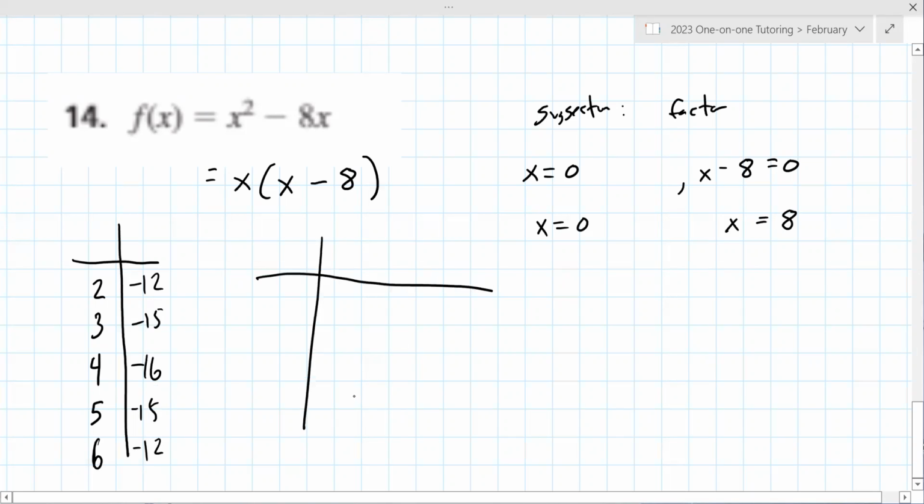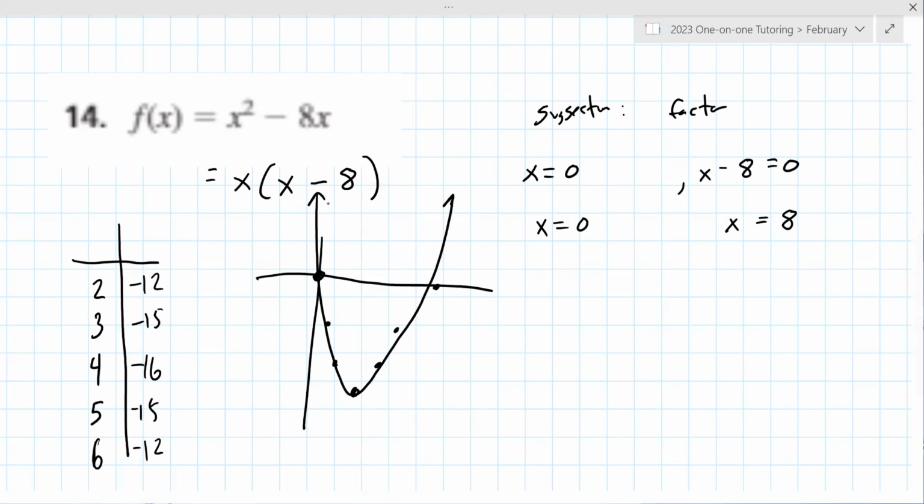What does this look like? Always start with the vertex, 4, negative 16. And then you've got points on either side, and then 2 like this. And we do know that it goes through 0 and 8. So you can get those in there. 0, 8. Right there. Right there. Right there.